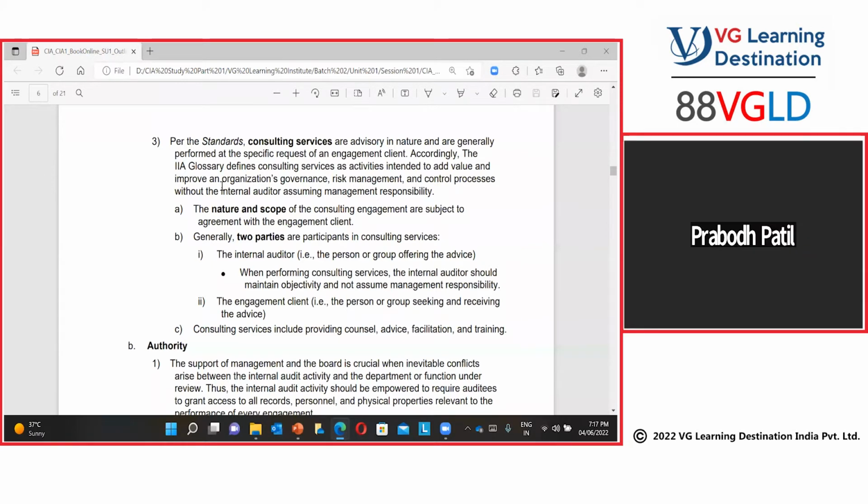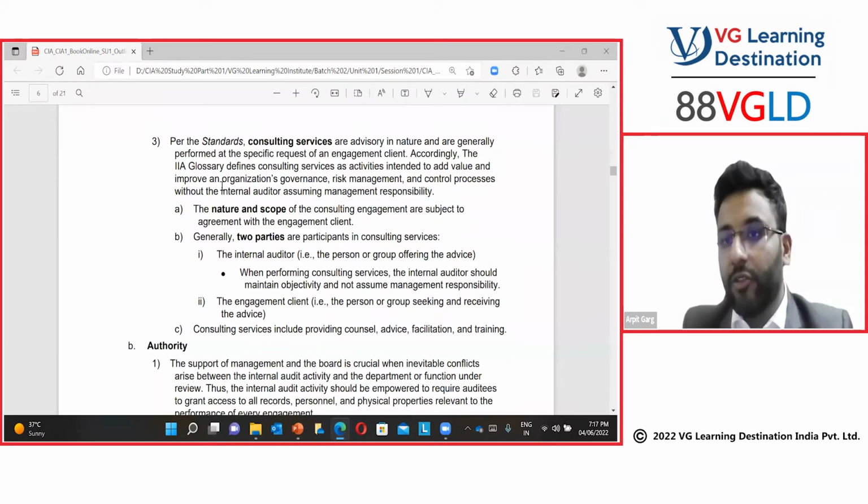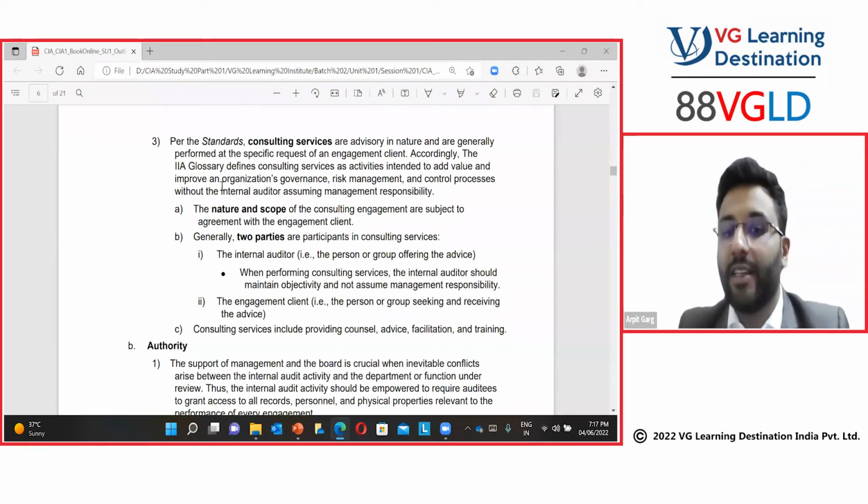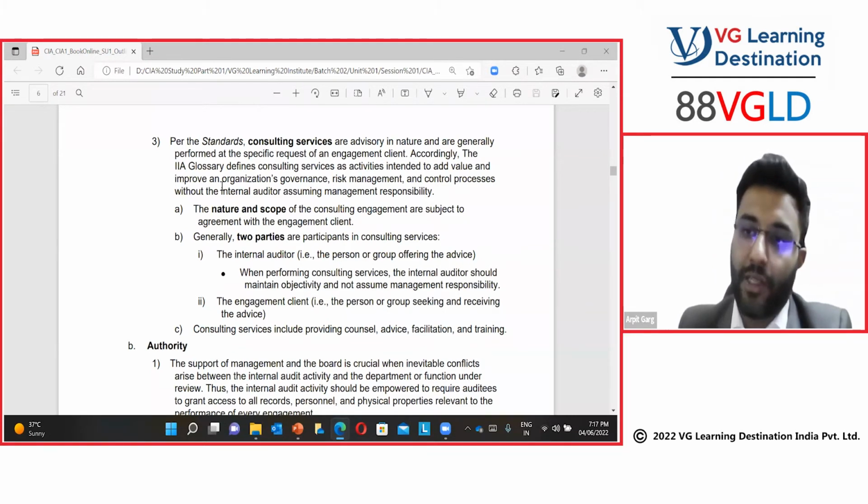The process owner. So are you getting it? What I'm trying to say is that we should give consulting to the extent that we are facilitating, we are advising, we are helping them to implement. We are not implementing by ourselves. Is that clear?